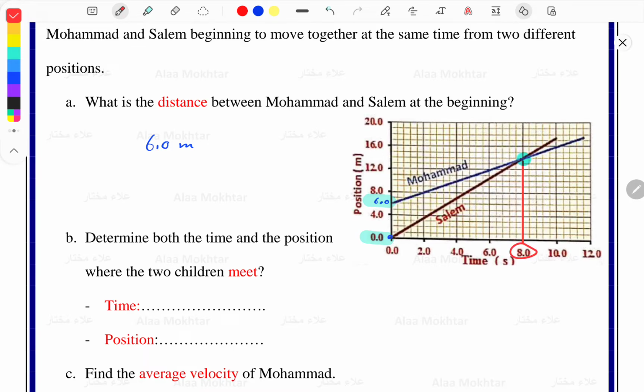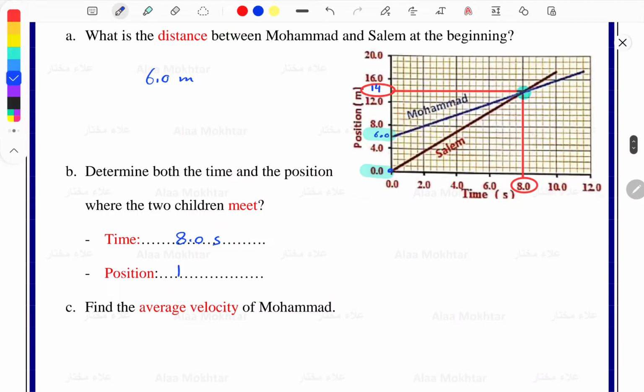At which position they are met? We can draw the horizontal line like this. They met at this position, in the middle between 12 and 16. It will be what? It will be 14 exactly. So the time is 8 seconds and the position is 14 meters.